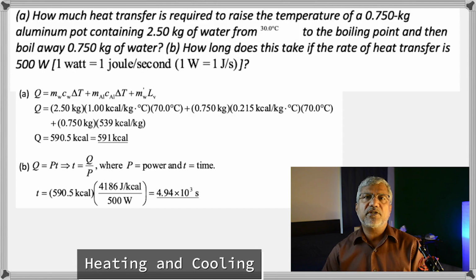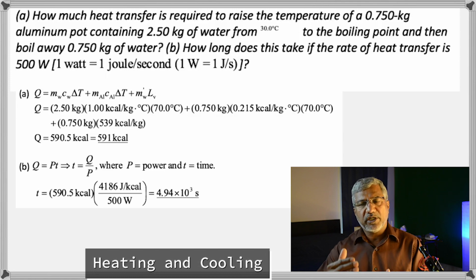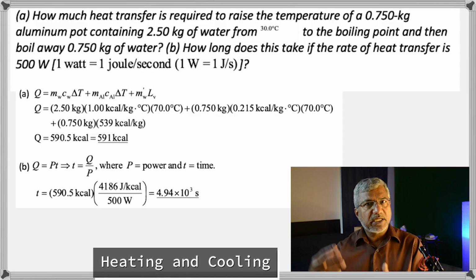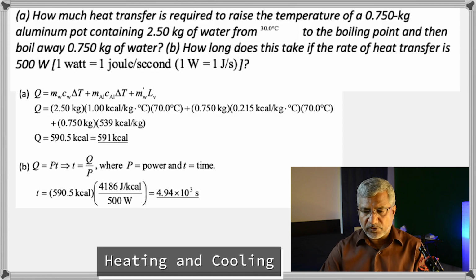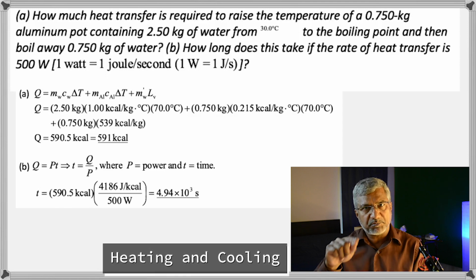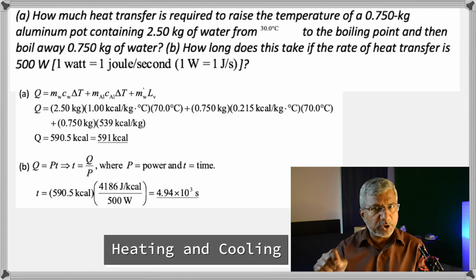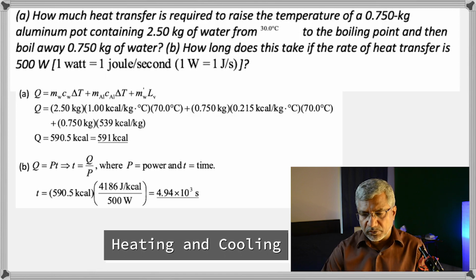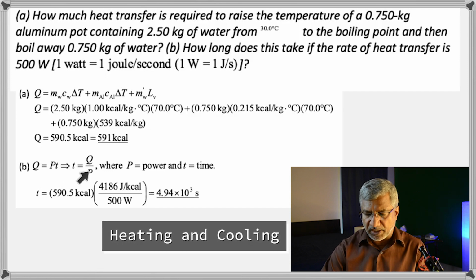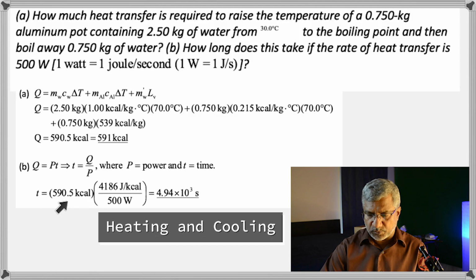So here the only thing required is the definition of power. Power is work over time, or in this case, heat over time. So Q becomes P times T, because P is Q by T. You heard me. Power is Q divided by time. So Q is power multiplied by time, from which you get time is Q by P. And then we know that the Q required was what?